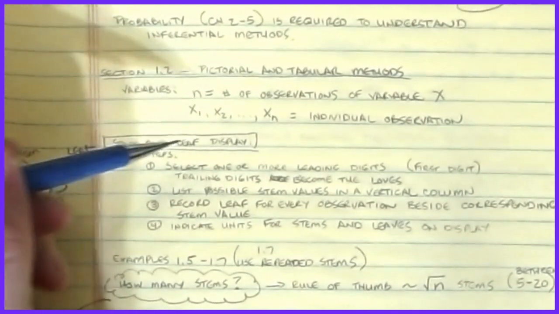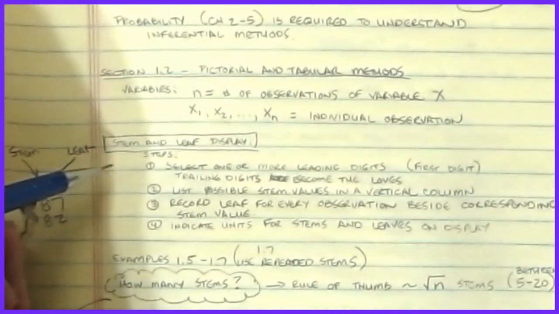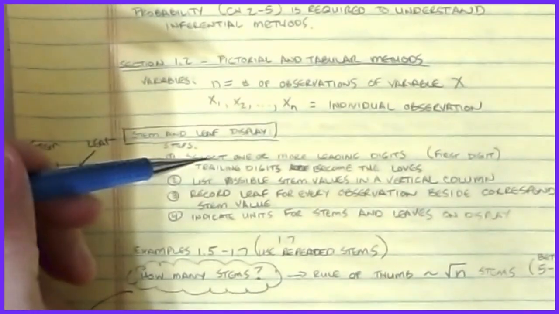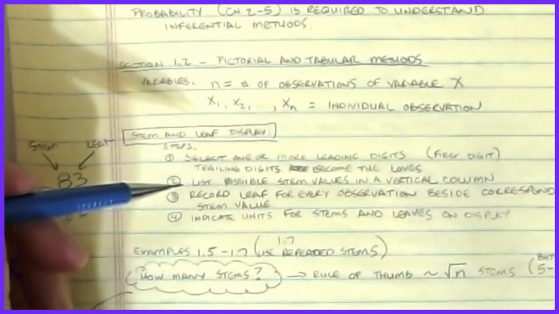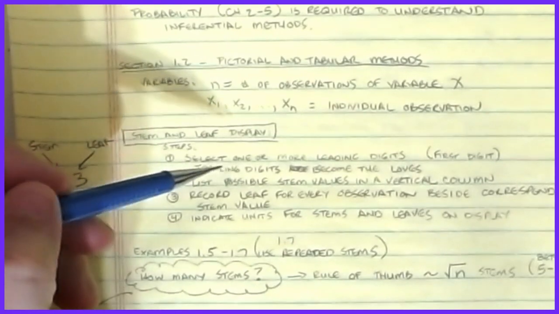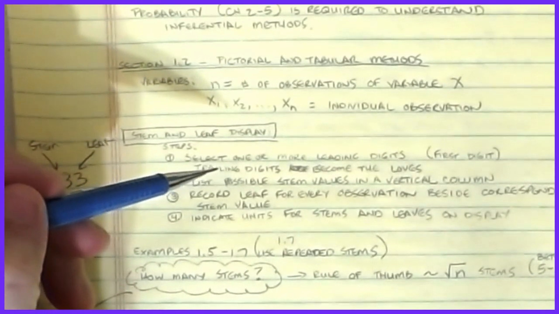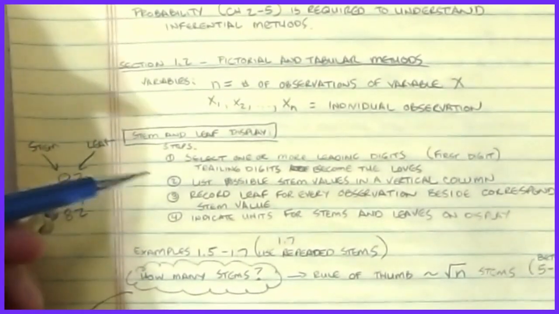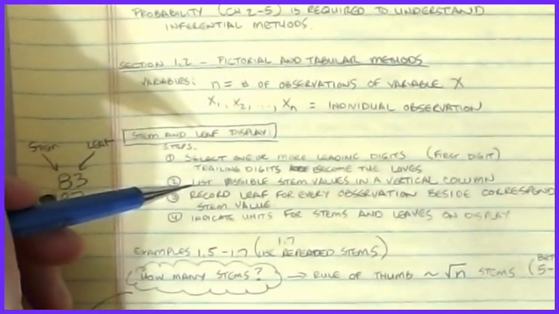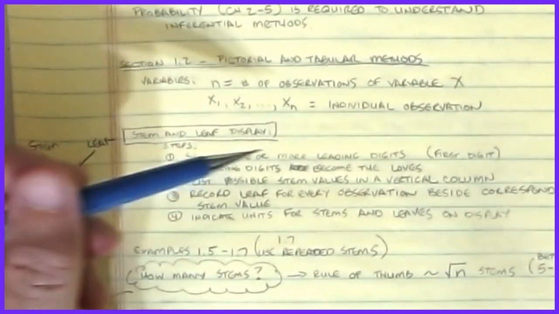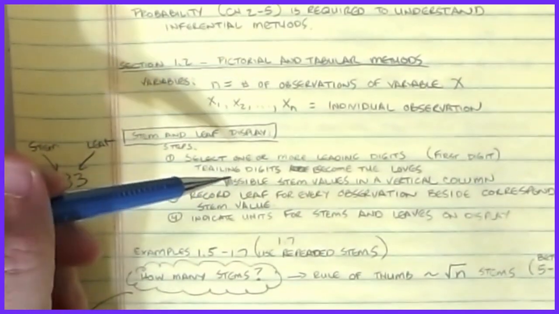All right, so the first method we're going to show you is what we call a stem and leaf display. The basic steps for doing this, and I have an example that we'll work through, is that the first step is we're going to select one or more leading digits out of the data set. Usually it's the first digit, but it doesn't necessarily have to be. Those become the stems. And then the trailing digits, everything else other than what you chose as your leading digits, become the leaves.